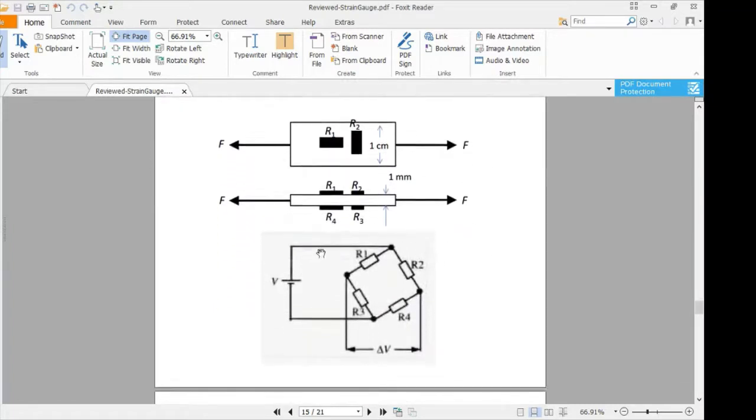The whole signal conditioning circuit, which is the Wheatstone bridge, has this arrangement. R1, R2, R3, and R4 are arranged in this manner. And we have a very simple structure with a width of 1 centimeter and a thickness of 1 mm.